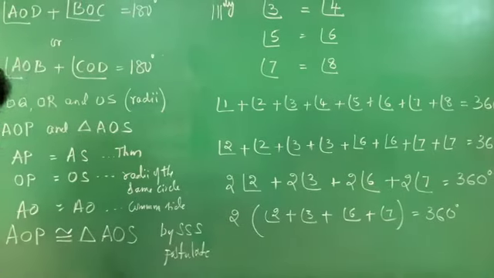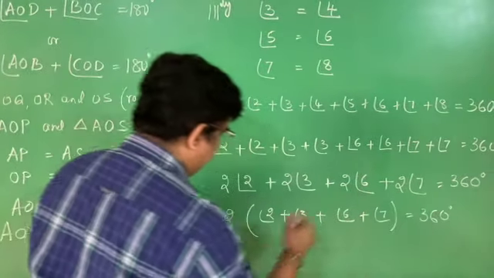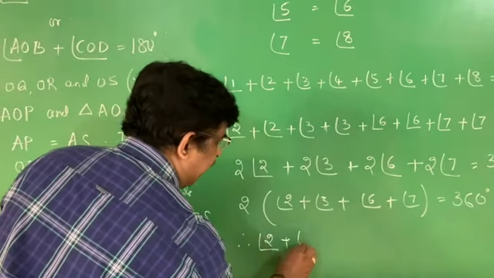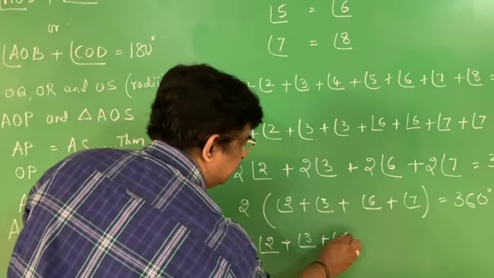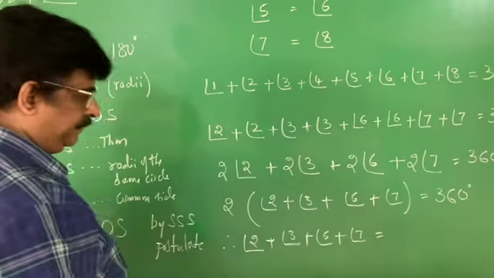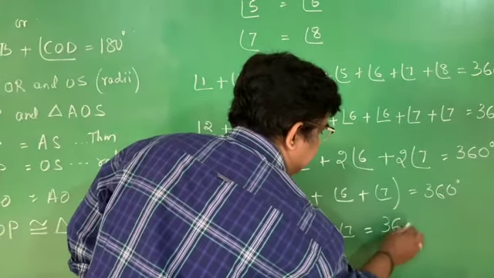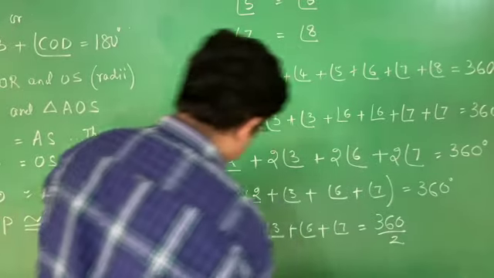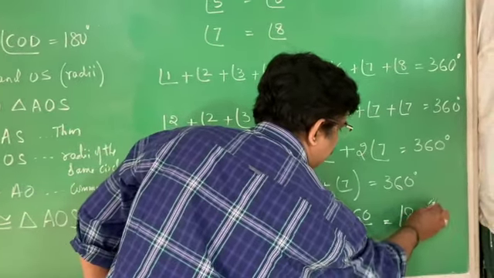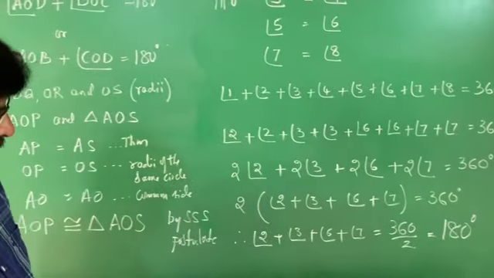Then what happens? 2 cancels there. Therefore, angle 2 plus angle 3 plus angle 6 plus angle 7 is equal to 360 divided by 2. 360 divided by 2 is 180 degrees.